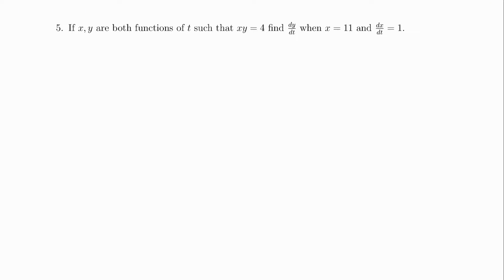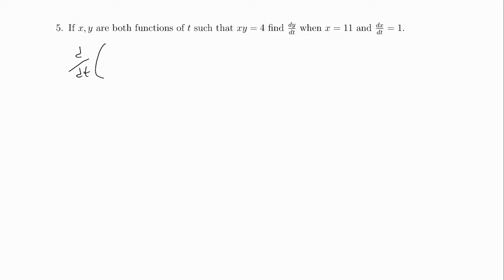All right, number 5. X and y are both functions of t such that x times y equals 4. We want to find dy dt when x equals 11 and dx dt equals 1. So we're looking for dy dt. That means we need to take the derivative with respect to time. Perfect.